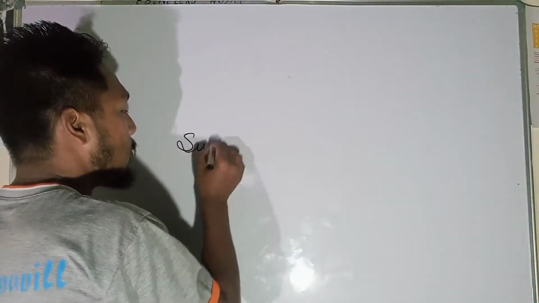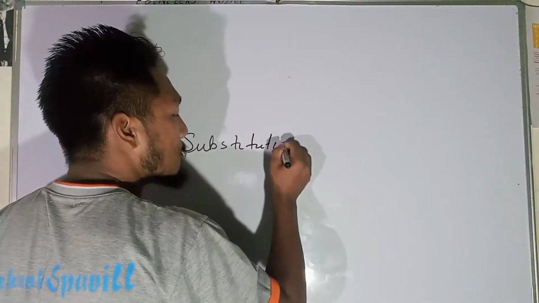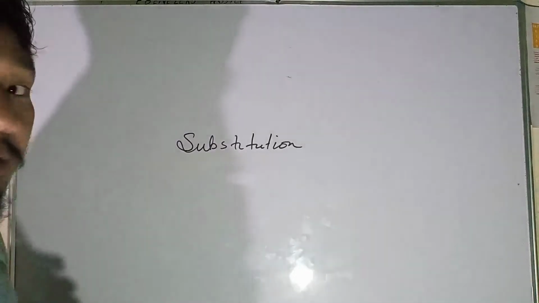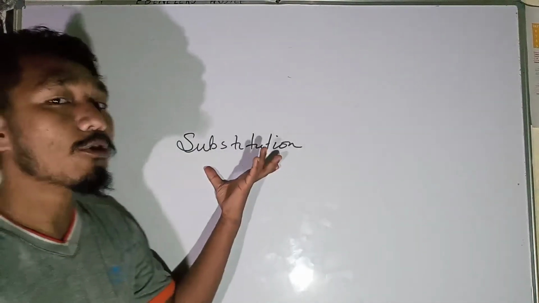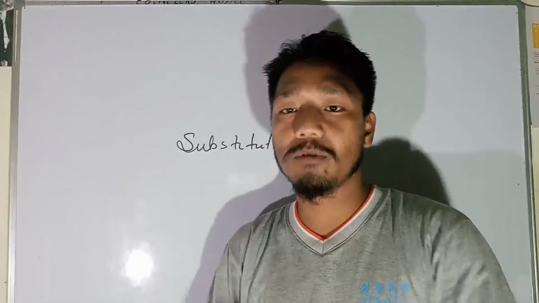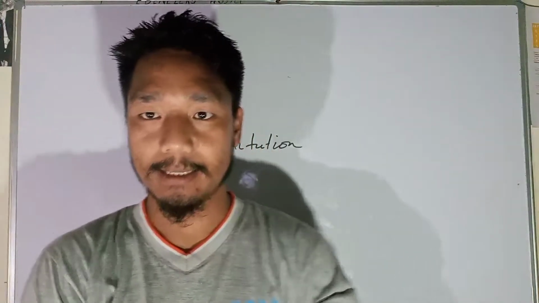Substitution method. What is the substitution method? Here we deal with one word that's called substitution. You have to know the substitution method. What does substitution say? Substitution means you are replacing the value in place of others. That is what we call replacement.